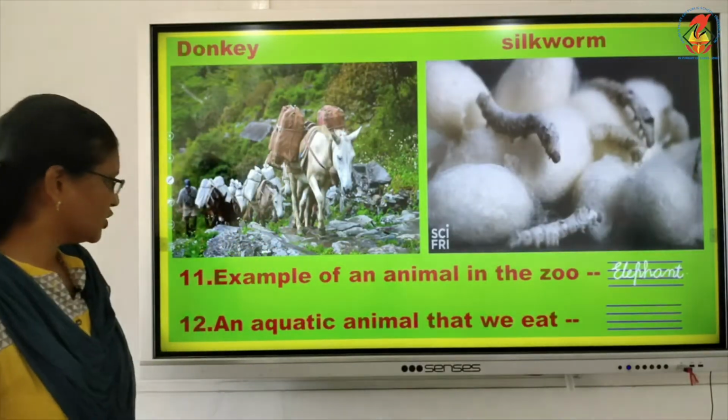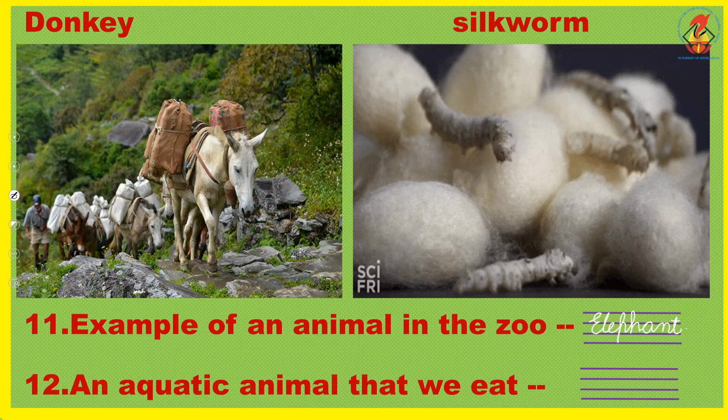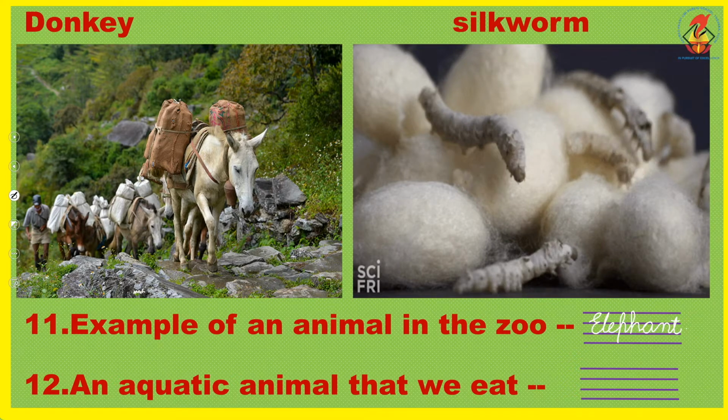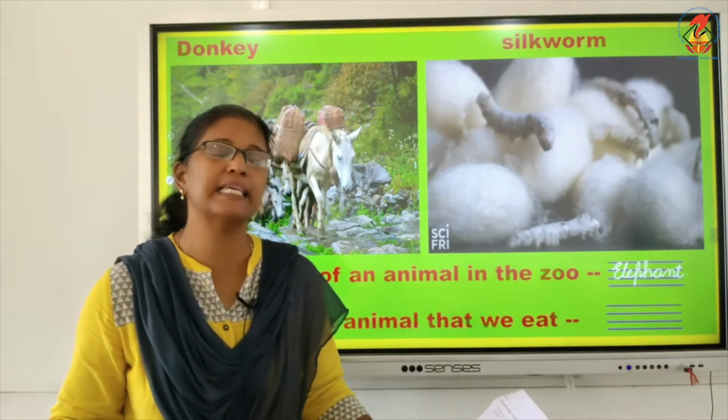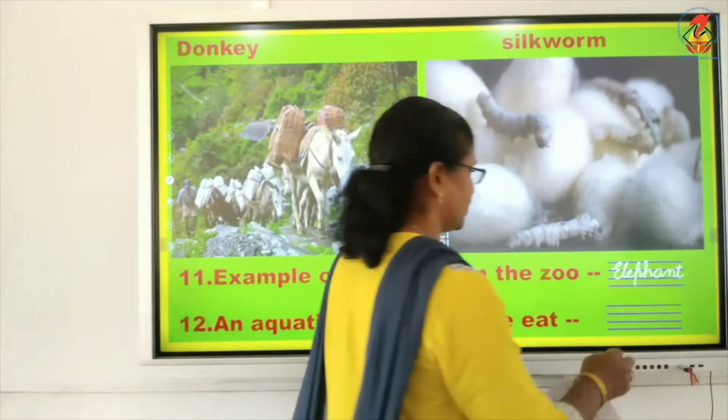Now children, 12th one, an aquatic animal that we eat. We eat so many aquatic animals, right, which are in the water. So one of them, can you give an example? Yes, it is fish.